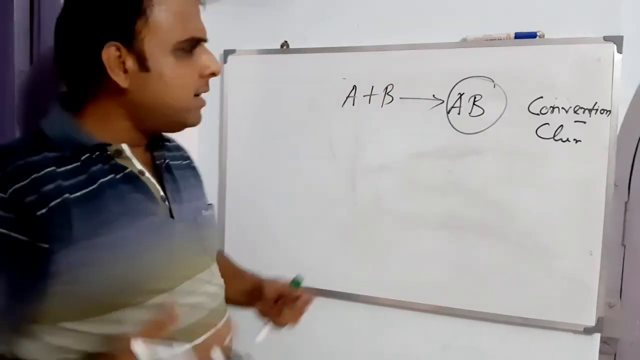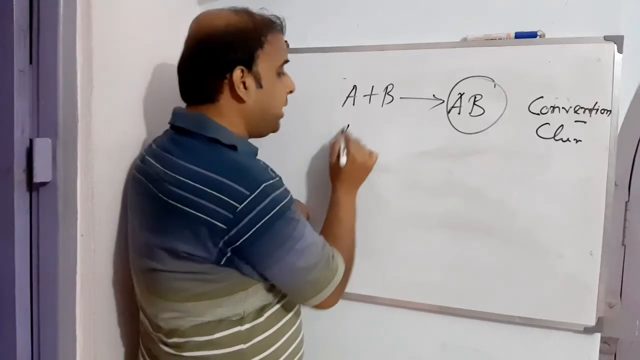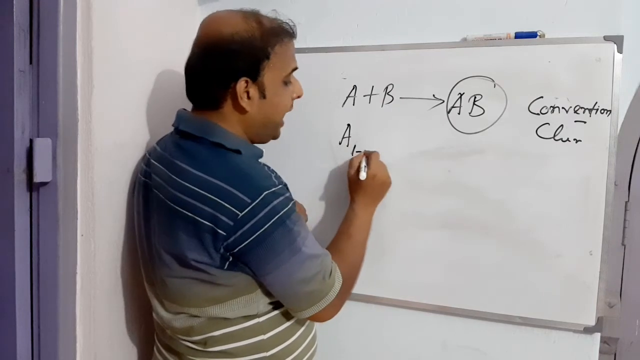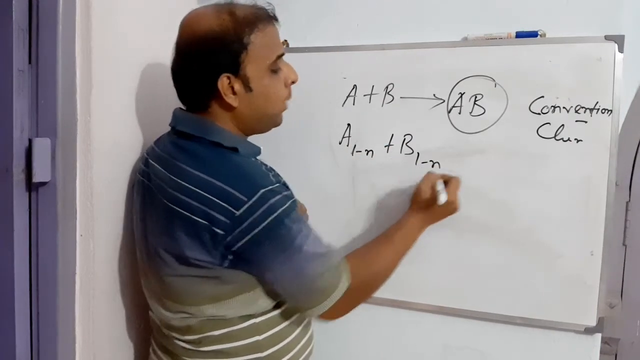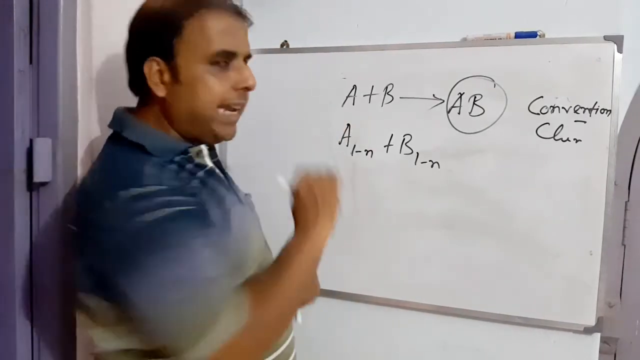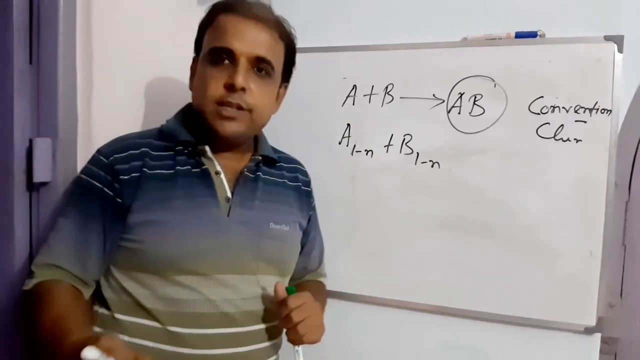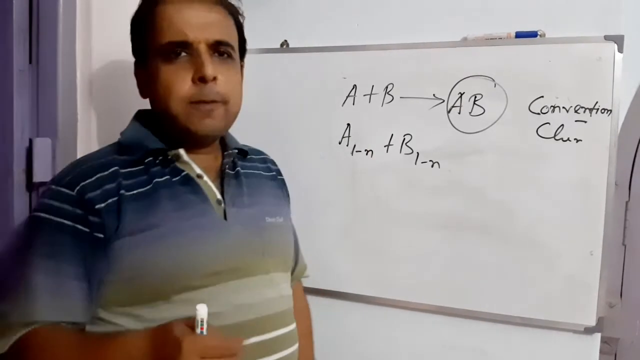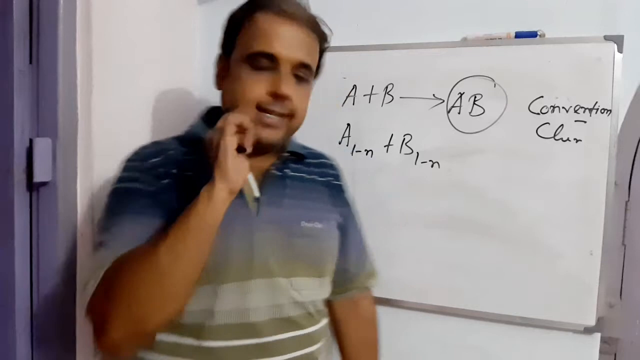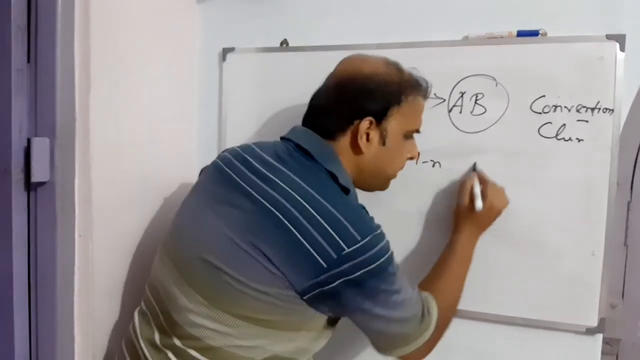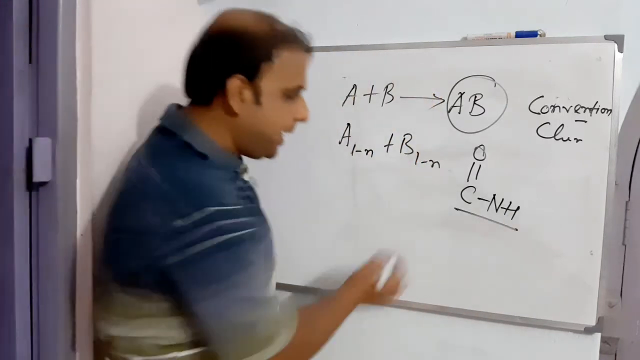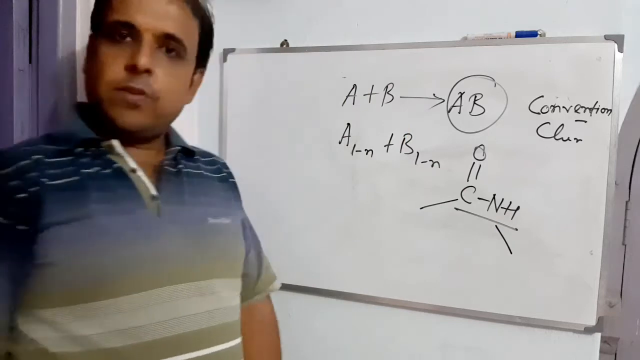Then what is combinatorial chemistry? In combinatorial chemistry, A is 1 to n, B also 1 to n. Suppose you have 5 components of A. Suppose you are in the hunt of making amides. What are amides? The principal functional unit present in the amide is CONH.